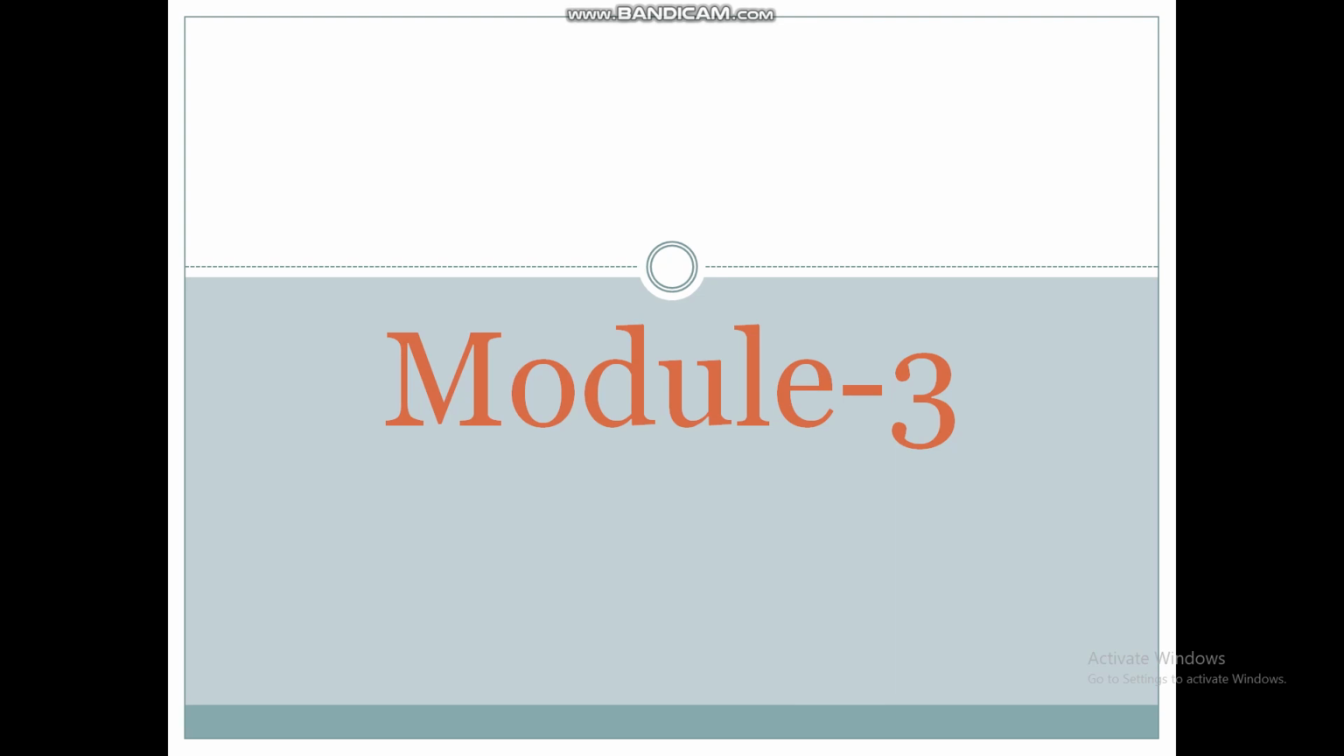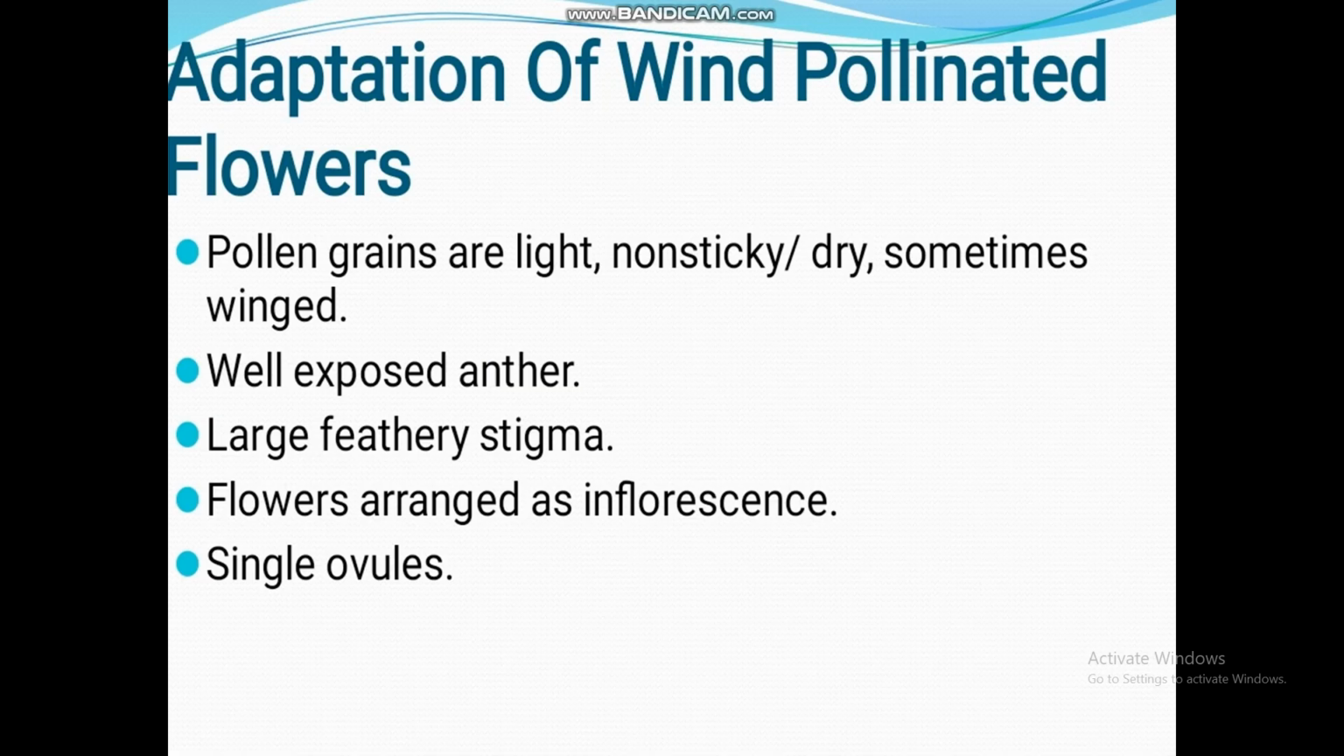Reproduction in flowering plants. Now, as we have discussed in the previous module, how the process of pollination takes place, or what is pollination. In this module, we are going to discuss the various factors or vectors which are responsible for carrying out the process of pollination.